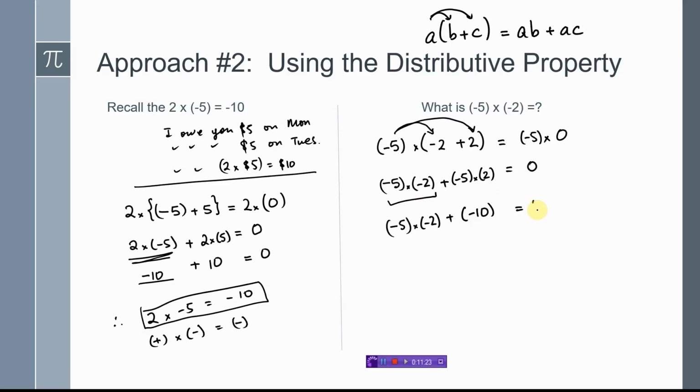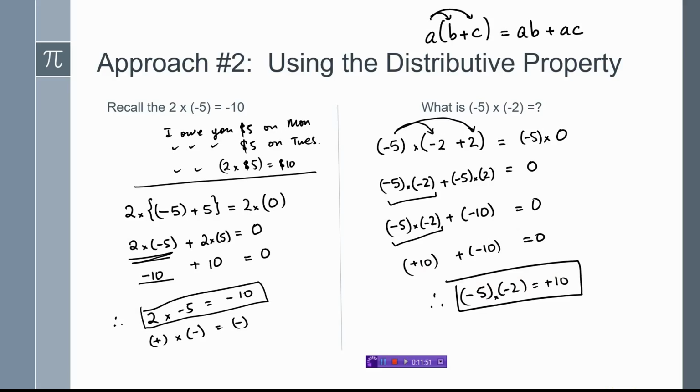And so the sum that I have is equal to 0. How can that be? Well, the only thing that we could have here is a +10. +10 plus -10 is 0. So I can conclude that -5 times -2 must be equal to +10. And in that way, we end up seeing a bit more formally in our math than the verbal approach that we used before, that the product of two negatives is a positive.